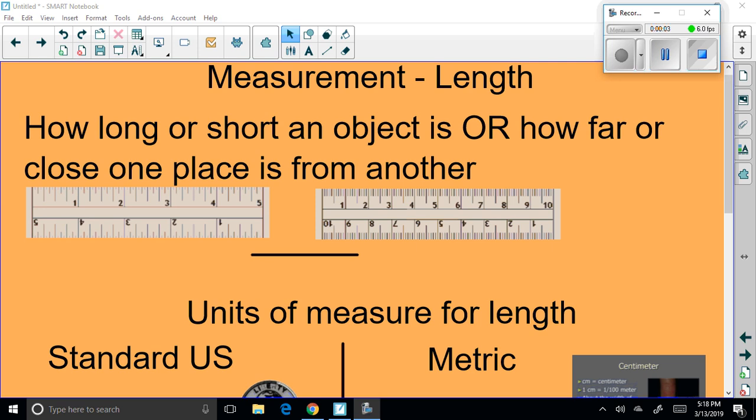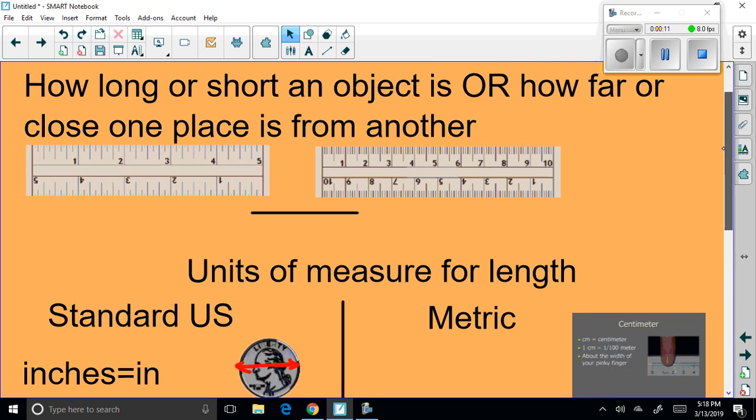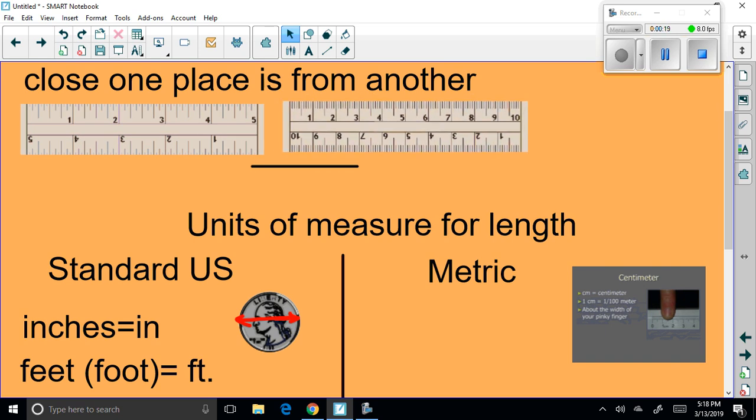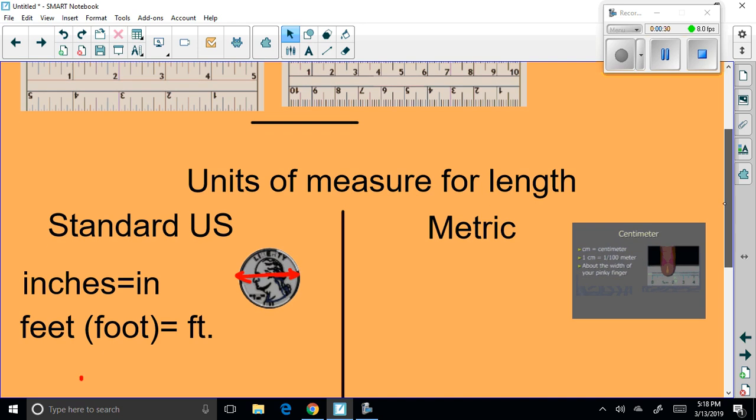Measurement, length. Length is how long or short an object is, or how far or close one place is from another. Some tools that we use to measure length would be a ruler, either with one type of units or another. We could use a measuring tape. You could even use an odometer, as some people use in their car. It measures how far they have driven.